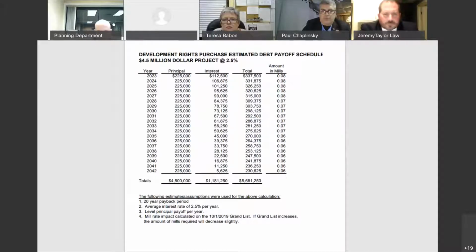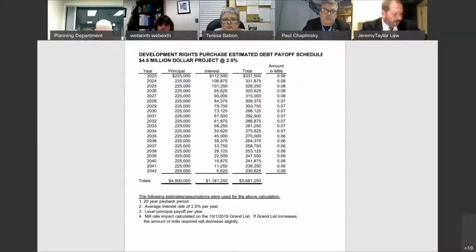But when you look at the chart and the estimate that I've come up with, that equates to an average annual bonding cost of $284,000 over a 20-year period. After the 20 years are over, we're done paying for it. Are there any questions? As you can see, the mill rate effect, the first year would be 0.08 mils, decrementing to 0.06 by the 20th year, and then obviously after that we wouldn't be paying it any further.